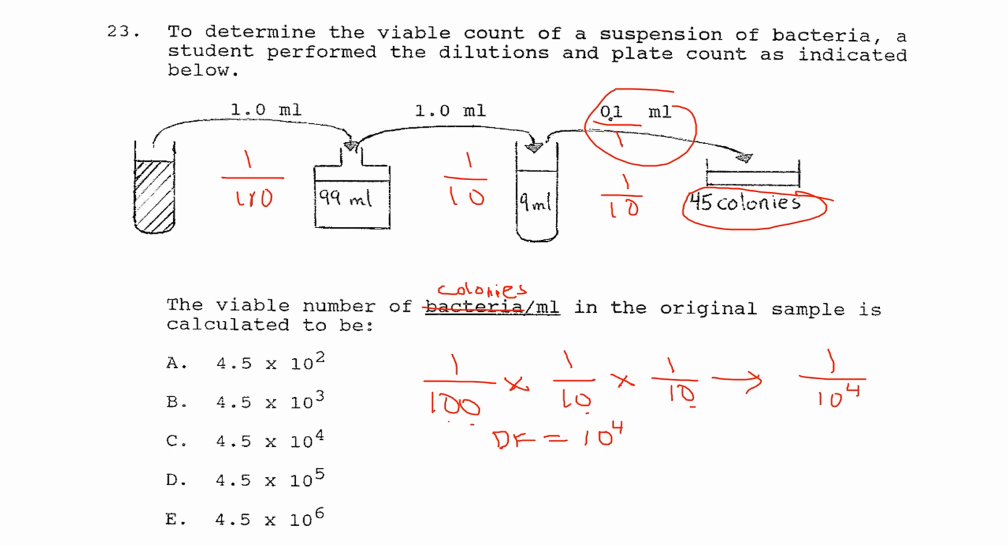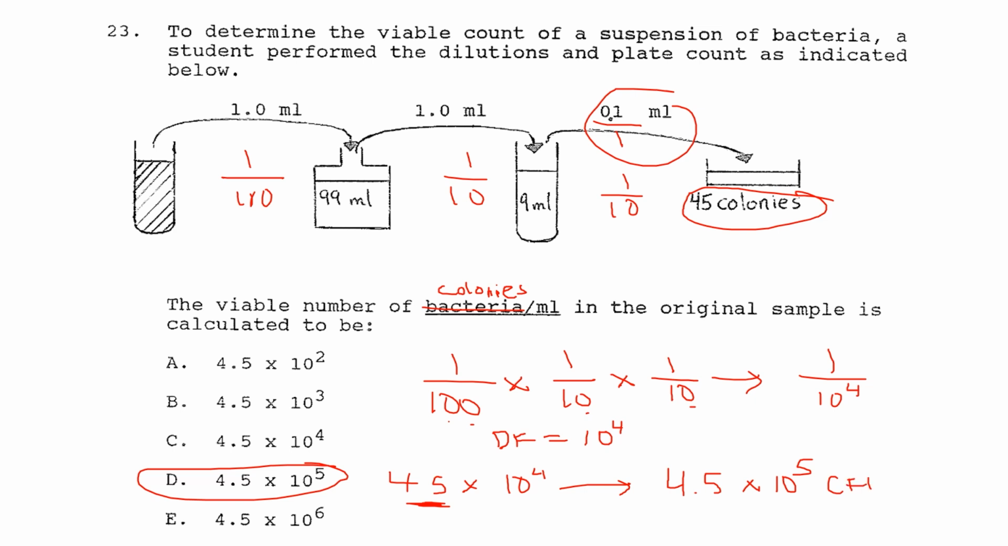They tell us we got 45 colonies, so remember we do 45 times 10 to the fourth. We have to reduce it down to the single decimal place here, so it's actually 4.5 times 10 to the fifth, right? And so we look, that one is D, right? Okay. Technically we need to write like CFU per mil to be accurate.